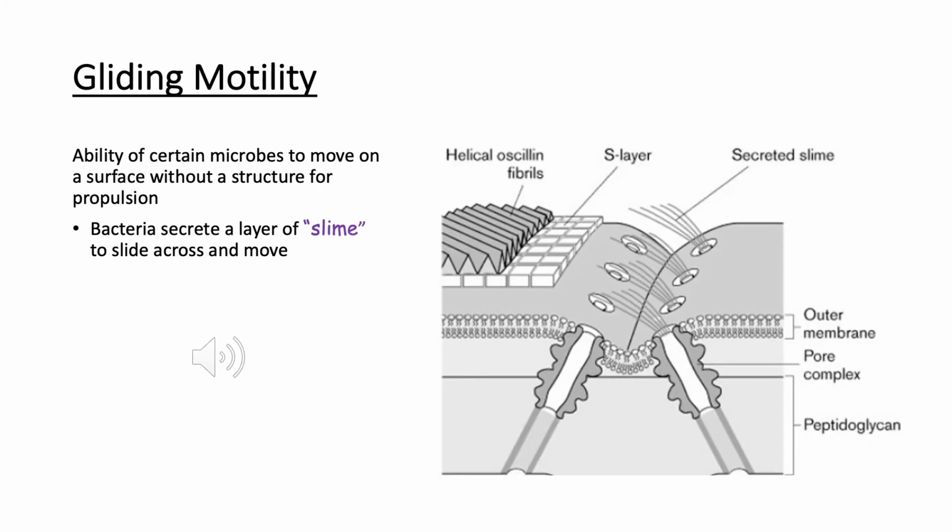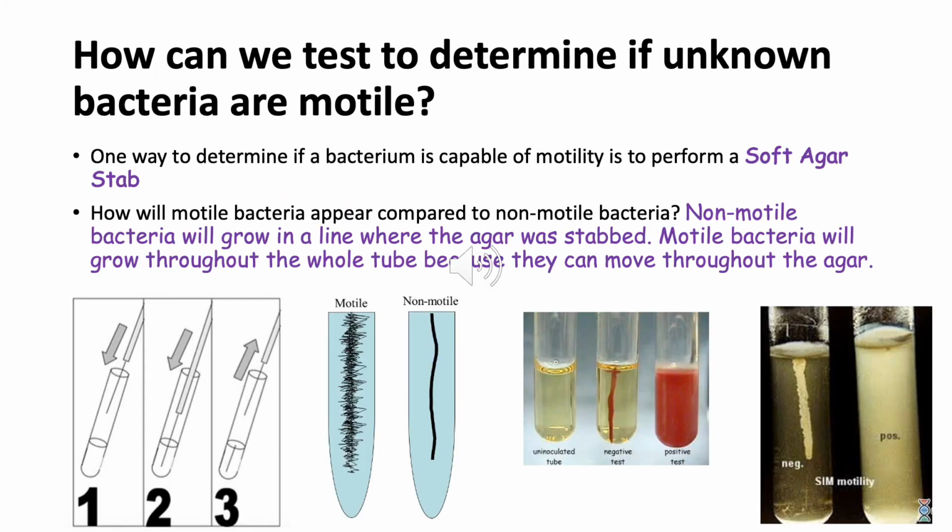And then gliding motility is the ability of certain microbes to move on a surface without any structure for propulsion. What they do is they secrete a layer of slime, and then they can slide across and move along on the layer of slime. So motility is another clue that we can use when we're trying to determine an unknown bacteria.